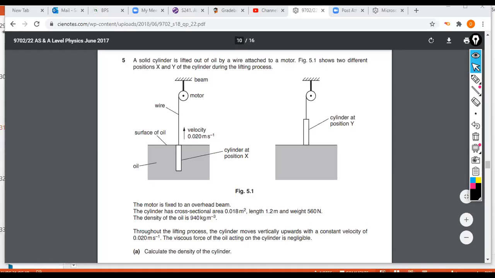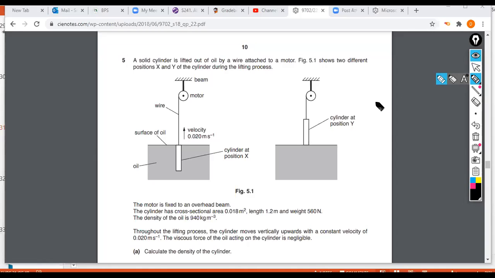The first thing it asks us to do here is calculate the density of the cylinder. All right, so we want the density of the cylinder. So let's think how we could approach that. Density equals mass per volume. We're given not the mass, but the weight of the cylinder. And so remember that weight is equal to mass times the acceleration due to gravity.